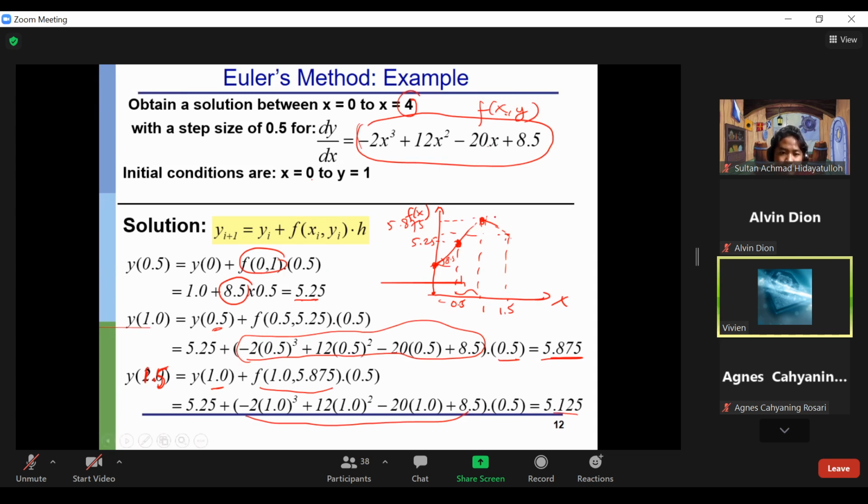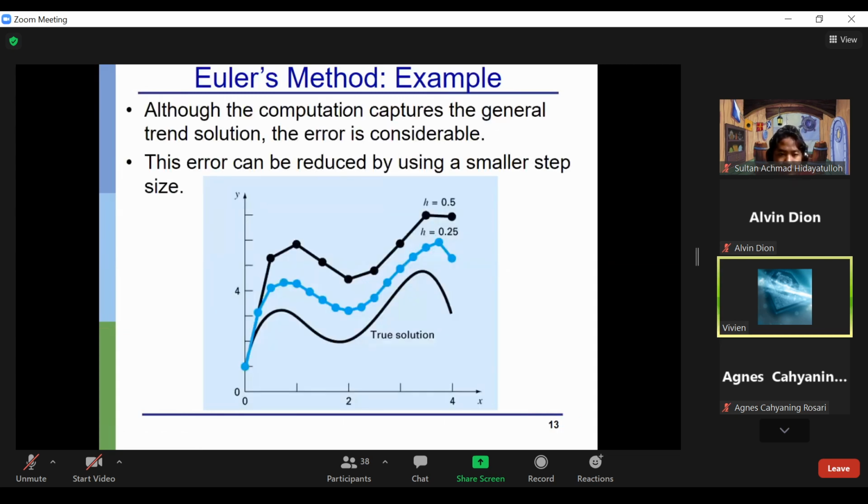Okay, and so on. So with the complete graph here, the black curve is the true solution. Using Euler's method, we have the result here, with step size 0.5. It means that we do the projection from 0 up to 0.5 and then to 1, 1.5, 2, and so on. The resulting approximation is the black curve with a dotted line here, using 0.5.